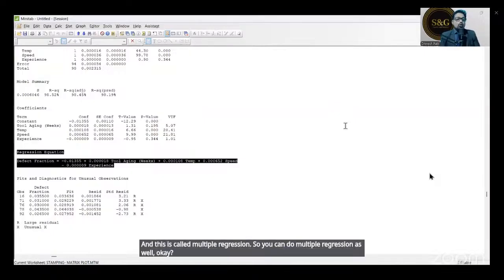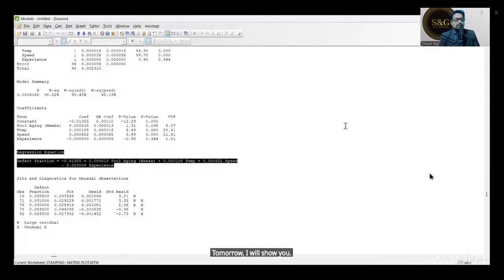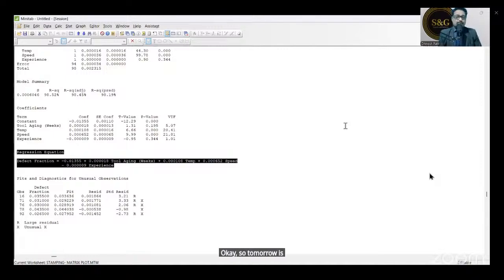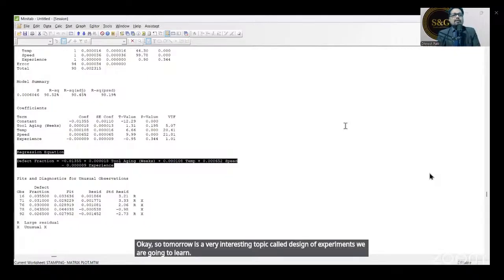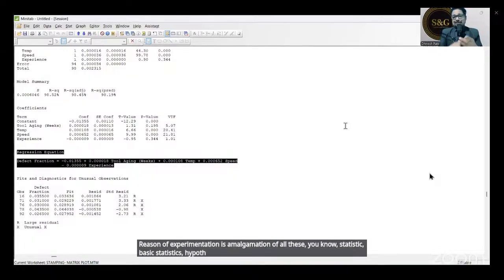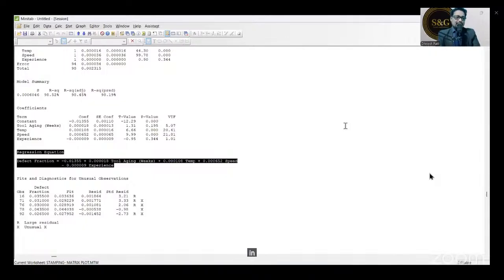Tomorrow I will show you something very interesting, how you can play around with this multiple regression, which is called optimization. Tomorrow is a very interesting topic called design of experiments that we are going to learn. Design of experimentation is an amalgamation of basic statistics, hypothesis testing, regression, multiple regression, all amalgamated in an advanced tool. So are you clear with hypothesis testing and regressions today? Just give me yes in the chat box.